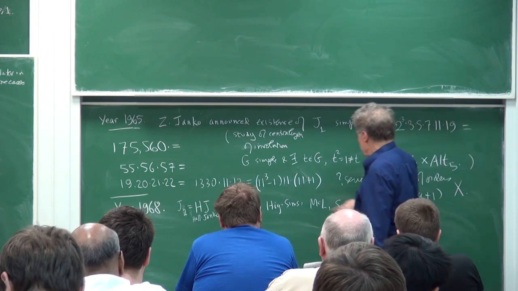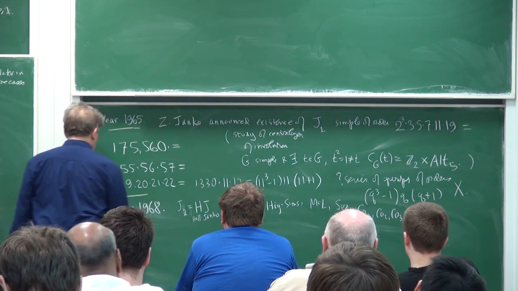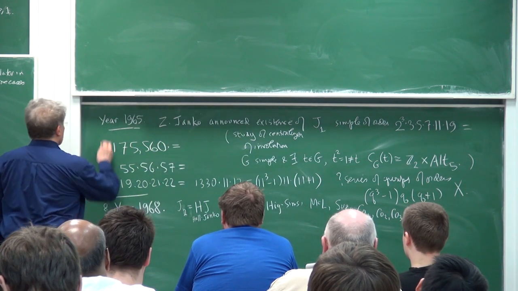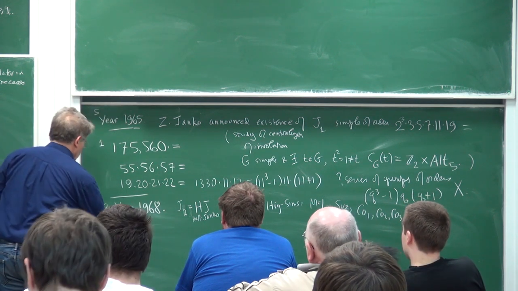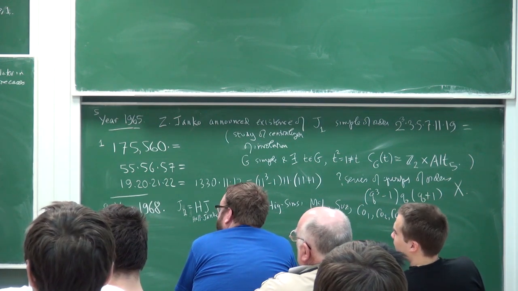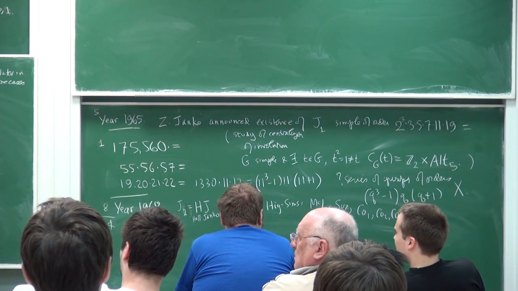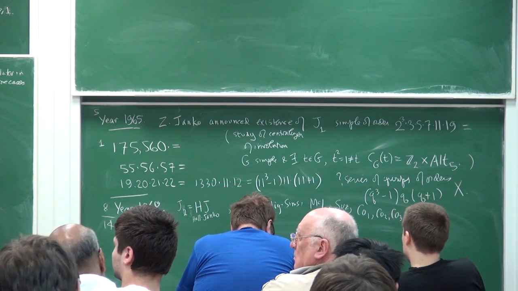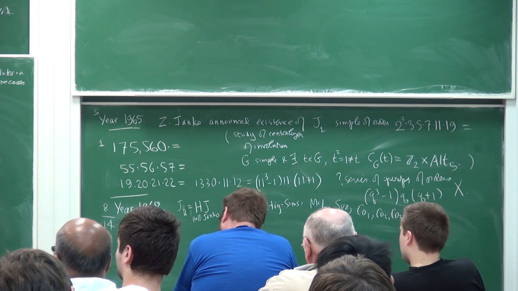1, 2, 3, 4, 5, 6, 7, 8. Okay. So what's the total? 5 Mathieu groups. One of these. Is that 14? I've probably forgotten some. Let me check my file here. Okay. I think that's right.